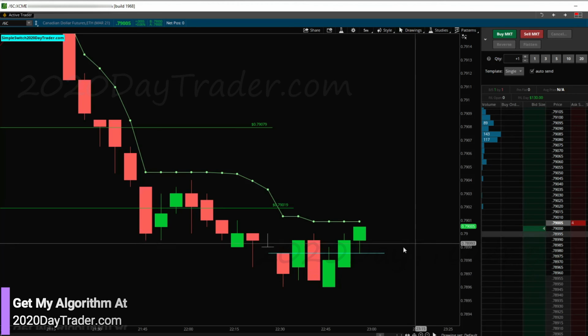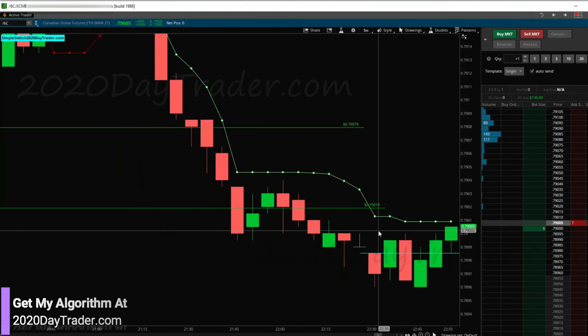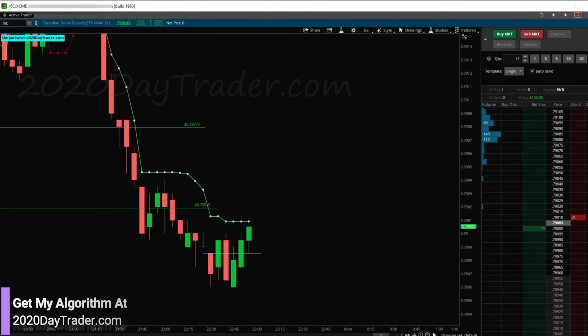All right, so there we go. We're stopped out of that trade. Trade's over. Take our 130. So a pretty nice trade that turned out to be. Going to zoom back out so we can look at this a little bit.